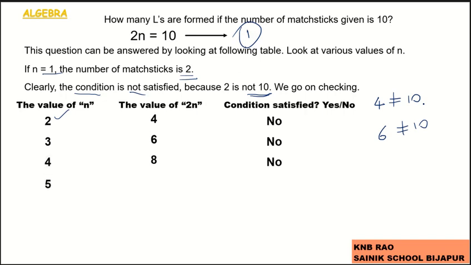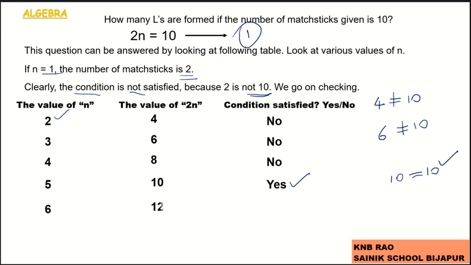If n equals 5, 2n value becomes 10. Yes, here 10 is equal to 10. Therefore, the condition is getting satisfied. So, we say n equals 5 satisfies equation 1 or satisfies condition 1. What about if I take n as 6?